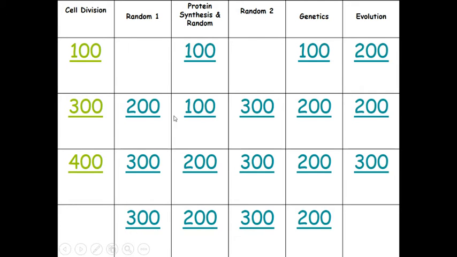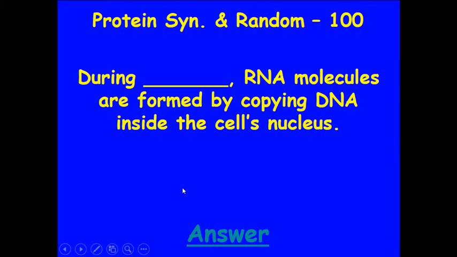All right, switching gears here. So we're going to do all of these columns first. We'll do the random stuff last. All right, let me get this back here. Okay, during blank, RNA molecules are formed by copying DNA inside the cell's nucleus. This is a process. Processes in science end in TION or SIS typically.